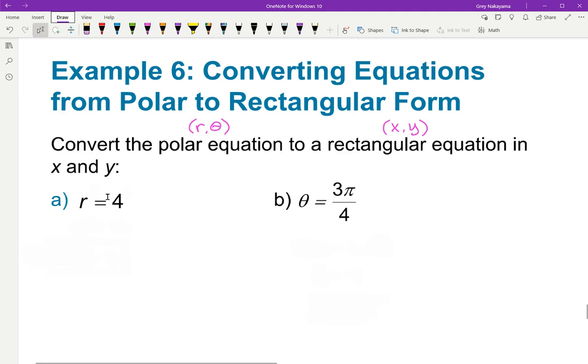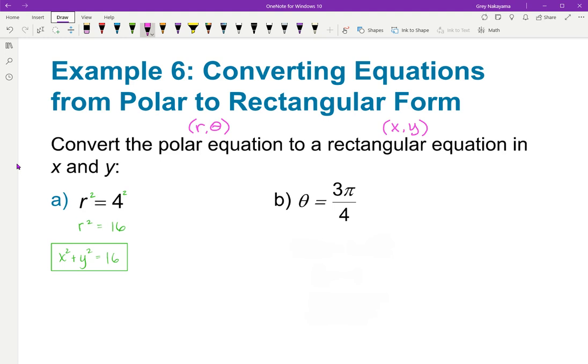So if it says just r equals 4, then the way you want to handle that is to square both sides. r squared is r squared, 4 squared is 16. And on the screen we just said, what does r squared equal? x squared plus y squared. And so we have it. You don't have to, well, we will in one instance, but that's all you have to do.